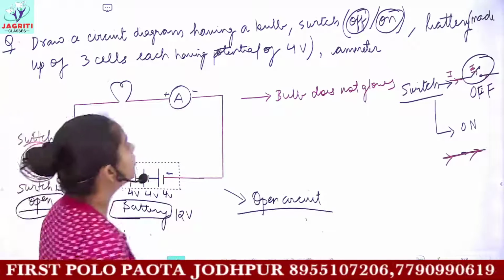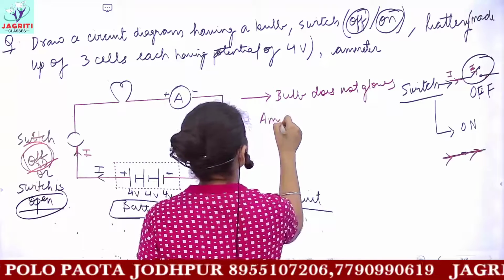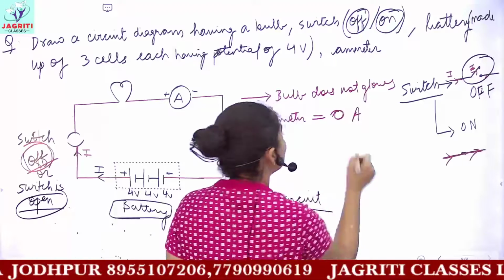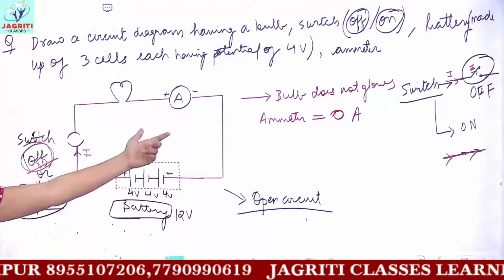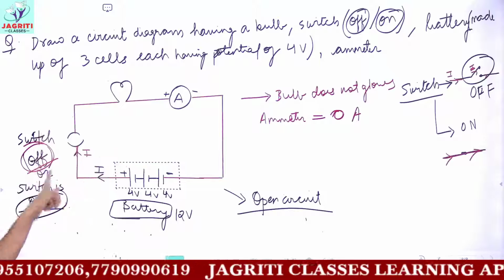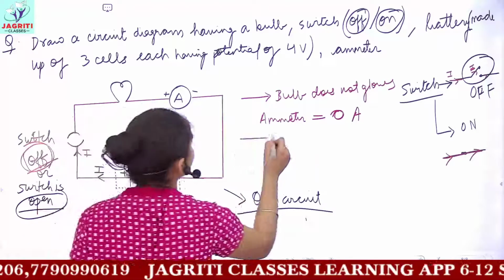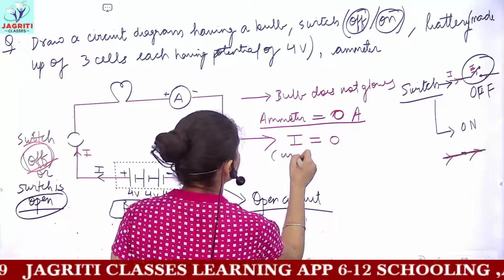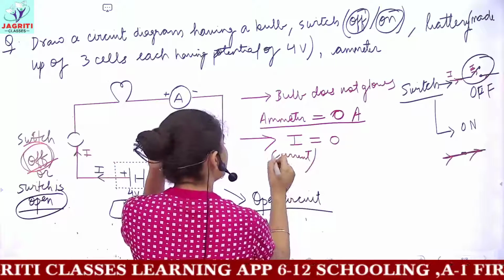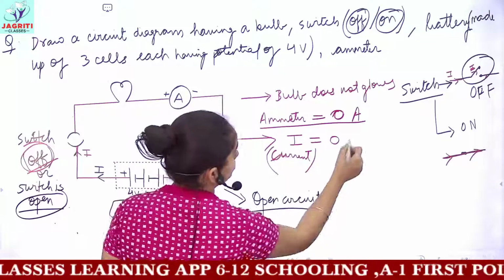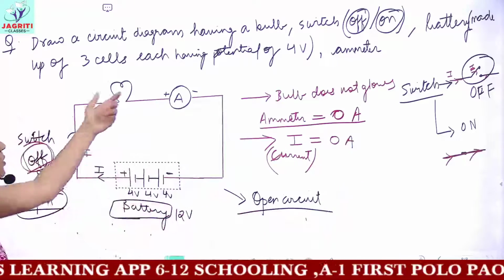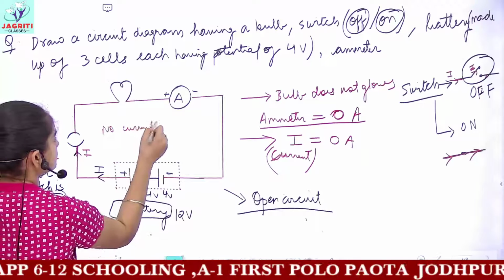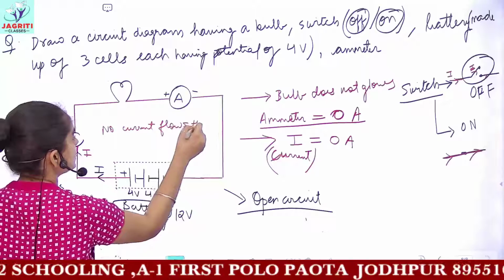And here the reading of the ammeter. So the ammeter will show you how much current? 0 ampere current. 0 ampere reading would be shown by the ammeter, okay, because it is measuring current. And when the ammeter is showing 0 ampere, it means the value of current flowing through the circuit is 0. So you can say that no current flows through the circuit.